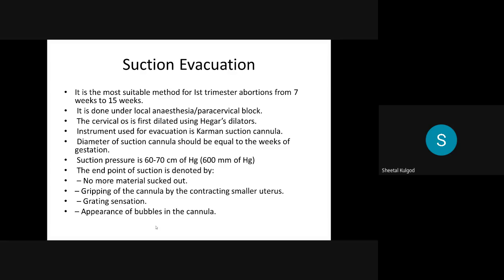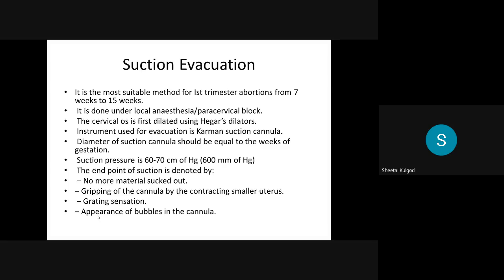And fourth, appearance of bubbles in the cannula, once air starts flowing within the uterine cavity, and when we do a to and fro motion with the cannula, you see some air bubbles coming out. So these are the 4 important points which indicate that the procedure is complete and there is no more product left inside, because suction evacuation is actually a blind procedure. We are just able to feel it with our hands rather than seeing the uterine cavity and then evacuating.